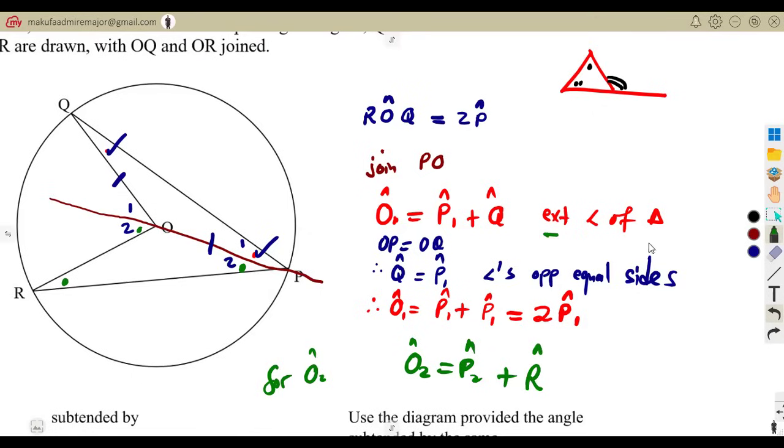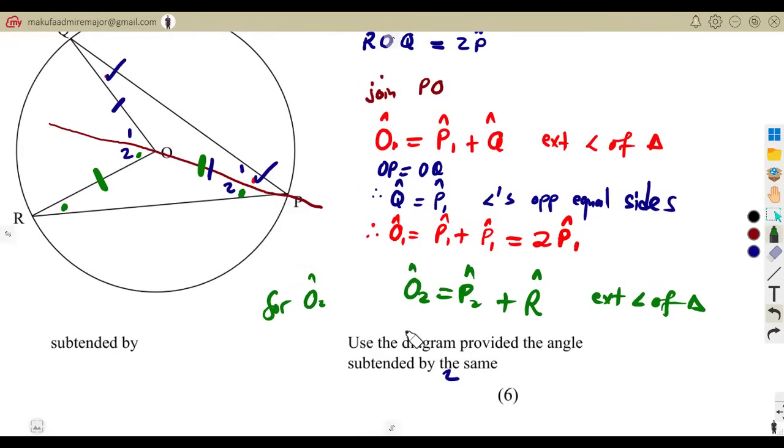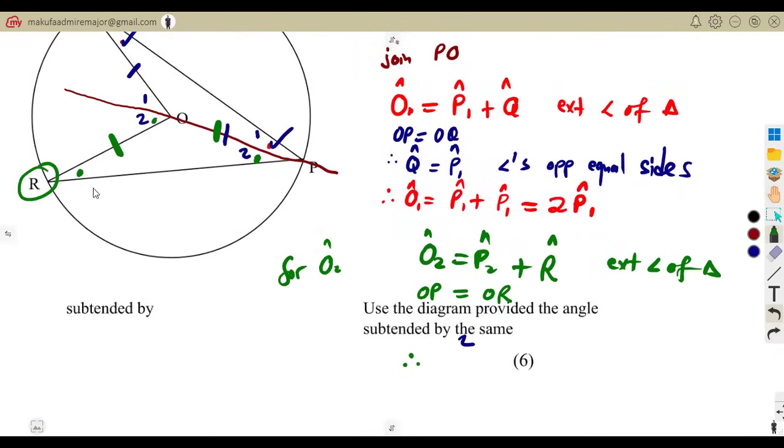We are talking of the same reason: exterior angle of a triangle, the sum of the two opposite interior angles. Then from the radius concept, line OP and line OR are the same. Radii are supposed to be the same. So if OP is equal to OR, these two angles are the same, angle R and angle P2. The angle at R and the angle at P2 are equal.